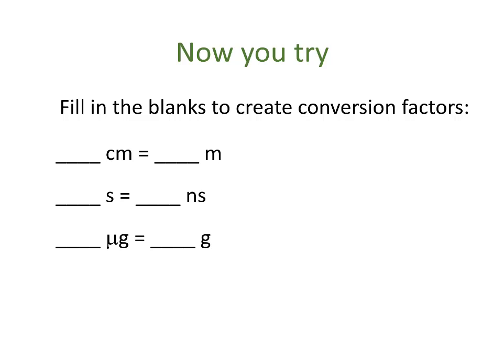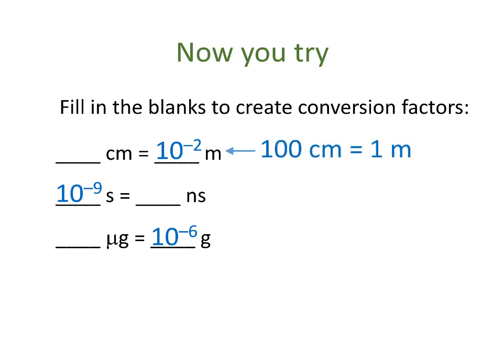Okay, are you all done? For the first one, you should have said that 1 centimeter is equal to 10 to the minus 2 meters. For the second one, you should have said that 10 to the minus 9 seconds is equal to 1 nanosecond. And for the third one, you should have said that 1 microgram is equal to 10 to the minus 6 grams.